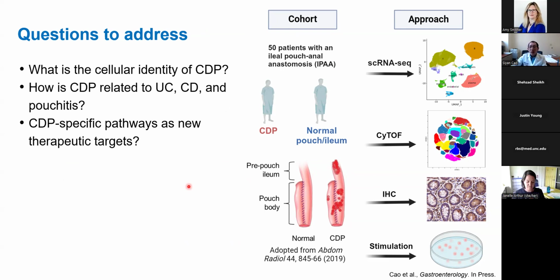For this study, we recruited 50 patients with a pouch, including patients with Crohn's disease of the pouch and normal pouch, and we collected biopsies from both the pouch body and pre-pouch ileum. We used those samples for different analyses, including single-cell analysis, CyTOF or mass cytometry, immunohistochemistry, and ex vivo stimulations of cells isolated from those biopsies.